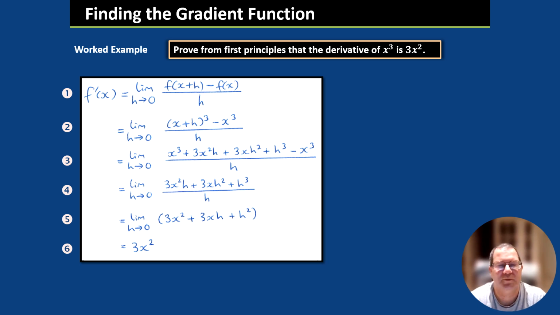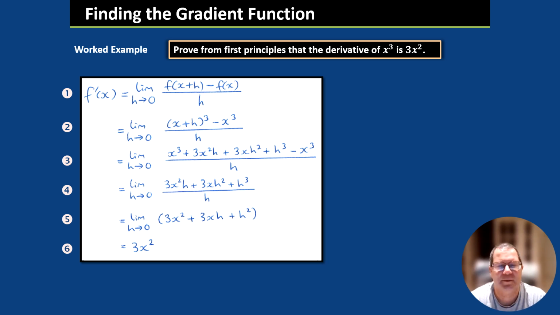So in line 1, I am quoting the formula that we're using. So f dash x, the derivative, is equal to the limit as h tends to 0 of f of x plus h minus f of x, over h. And that's the formula you're going to be using whenever you prove something from first principles.